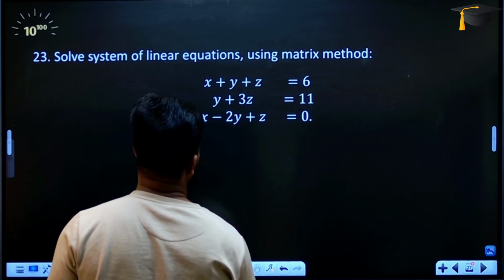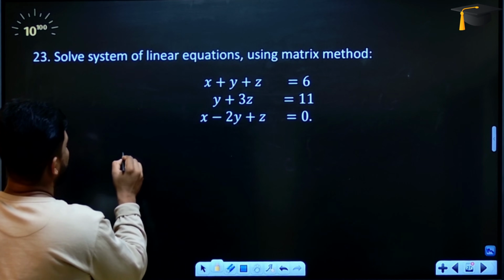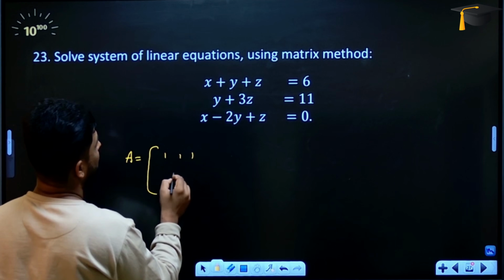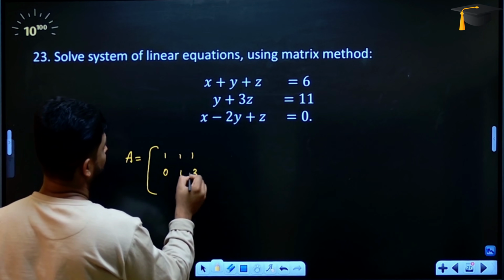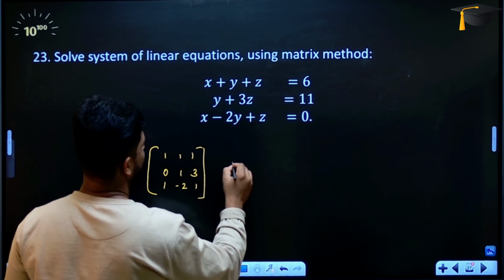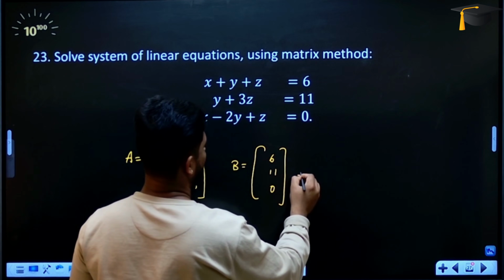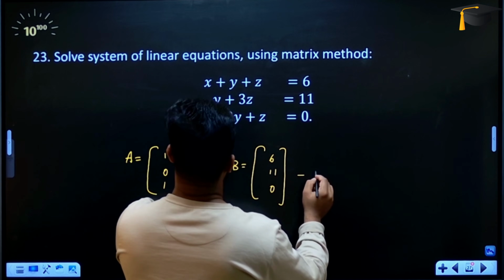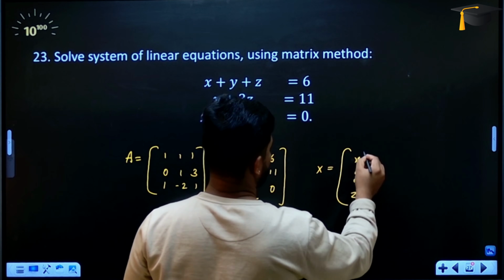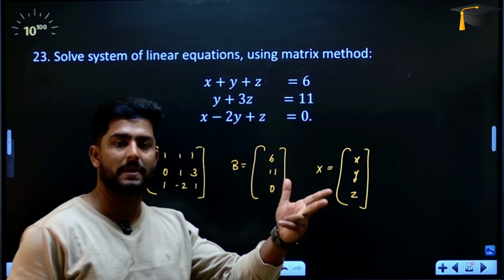Okay, so you're finding the XYZ matrix, XYZ values. First thing is you just have to write matrix A. Matrix A is what? 1, 1, 1, 0, 1, 3, and 1, minus 2, 1, right? Okay. Next matrix B is 6, 11, 0, plus Y plus. And matrix X, capital X, is equal to X, Y, Z. Okay, if you do this much, you will get 1 mark, children. So you just have to write matrix A, matrix B, and matrix X.